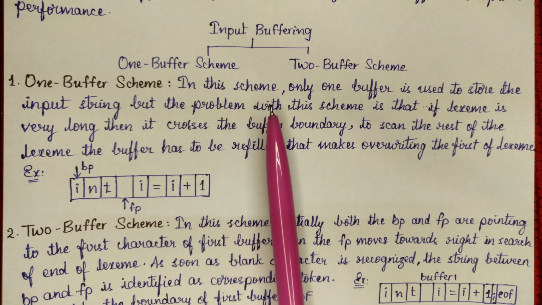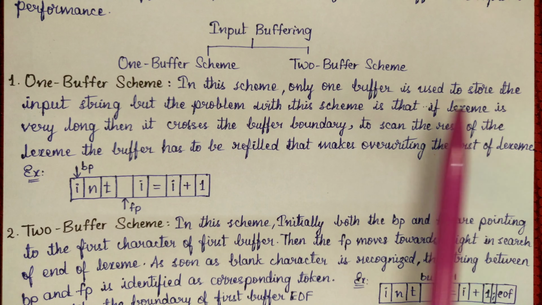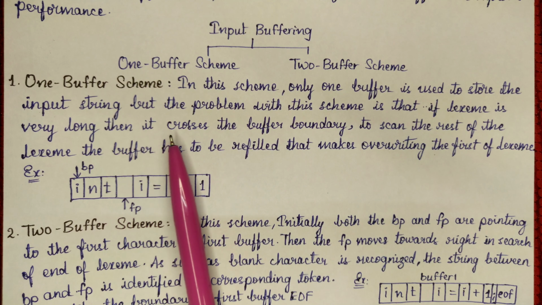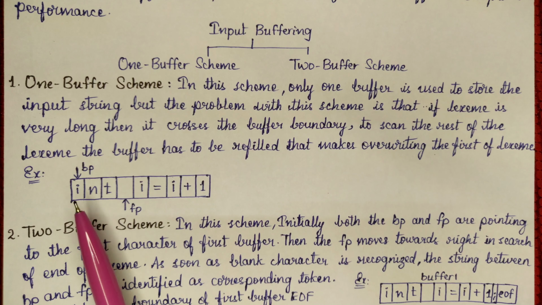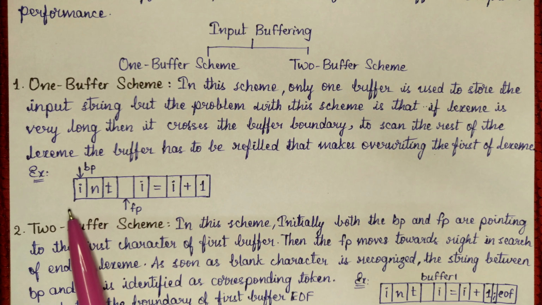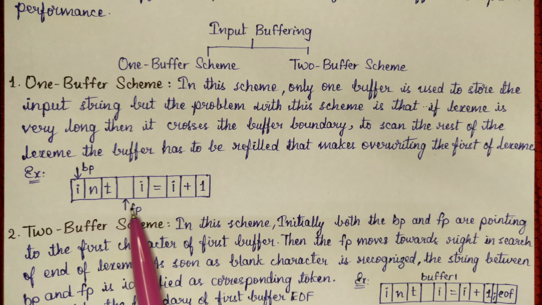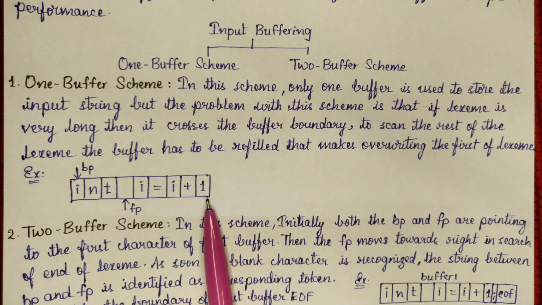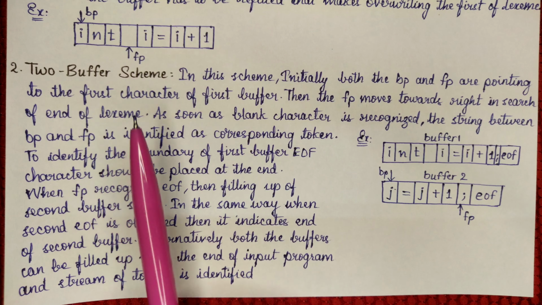Coming to the one buffer scheme, in this scheme only one buffer is used to store the input string. But the problem with this scheme is that if the lexeme is very long, then it crosses the buffer boundary. So here a single buffer is used to store the block of input. The forward pointer scans the characters within this buffer until the end of the buffer is reached. But the problem with this scheme is, if your lexeme is longer than the buffer size, part of the lexeme may cross the buffer boundary. Refilling the buffer overwrites the beginning of the lexeme and it causes errors.